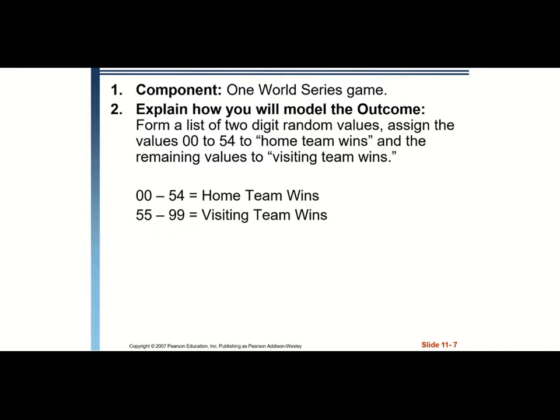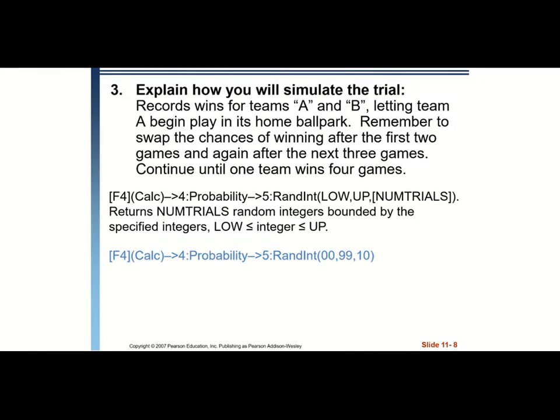Right, so again, there's 55 numbers in this span. All right, that's the home team wins. There's 45 in this span. That's the away team, corresponding to their two percentages, 55%, 45%. Step 3, explain how you will simulate the trial. Now, before we do that, let's go ahead and generate some random numbers.